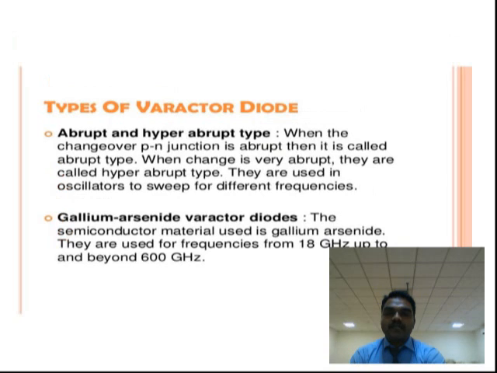The types of varactor diode are abrupt and hyper abrupt type. When the change over the PN junction is abrupt, it is called abrupt type. When the change is very abrupt, it is called hyper abrupt type. They are used in oscillators to sweep for different frequencies. The next type of varactor diode is the gallium arsenide varactor diode. The semiconductor material used is gallium arsenide. They are used for frequencies from 18 GHz up to and beyond 600 GHz.